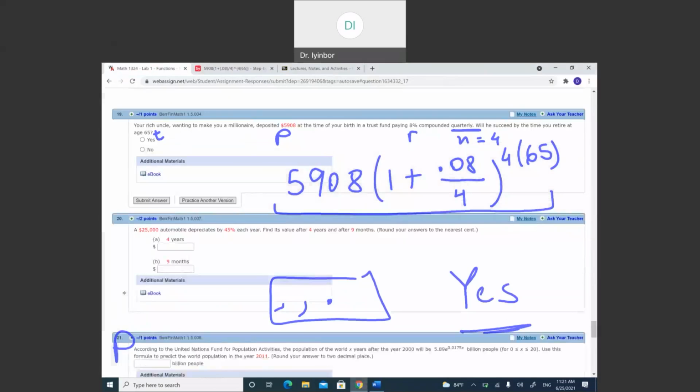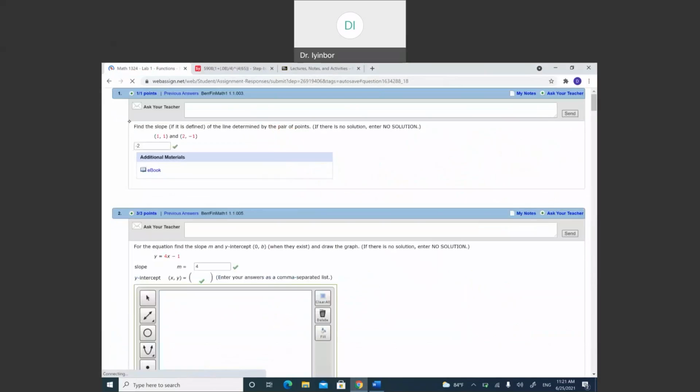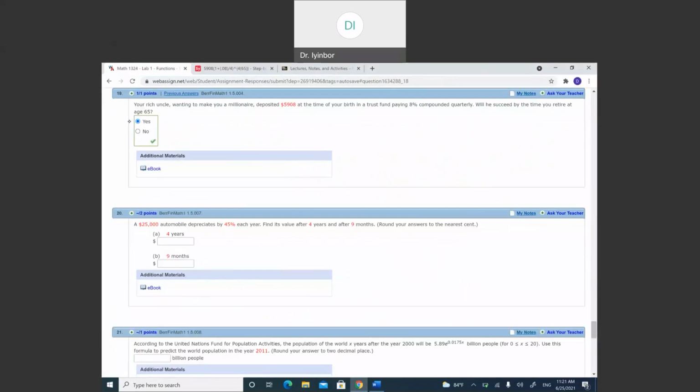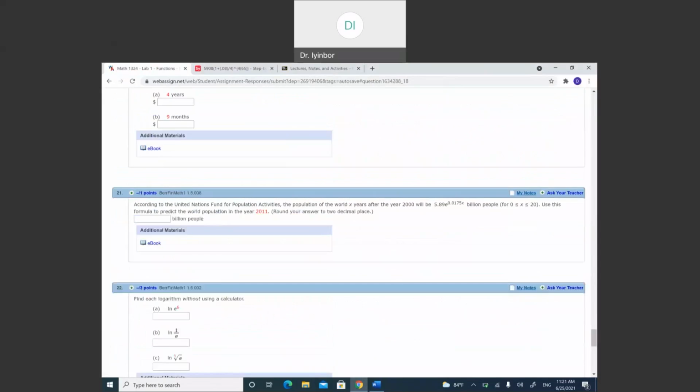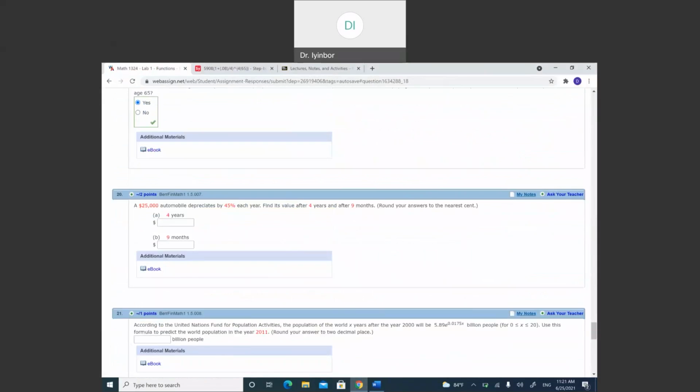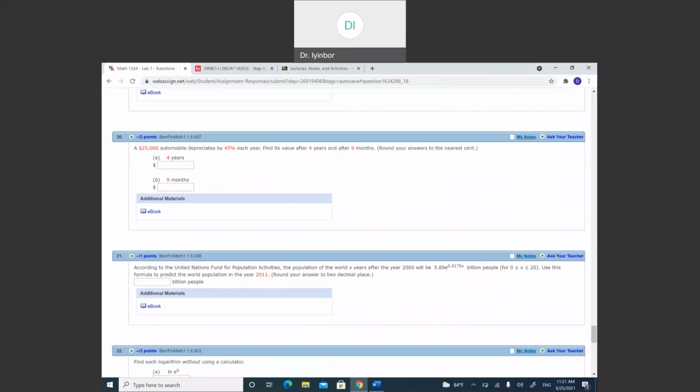Okay, so just plug in the numbers, see how much you're going to get in the account after 65 years, and then see if it's more than a million or less than a million. Okay, the next one is the same way. Again, a calculator. But here we have depreciation. When something is depreciating, the rate is going to be negative. So the rate is going to be negative 0.45. That's the decimal form of 45%.